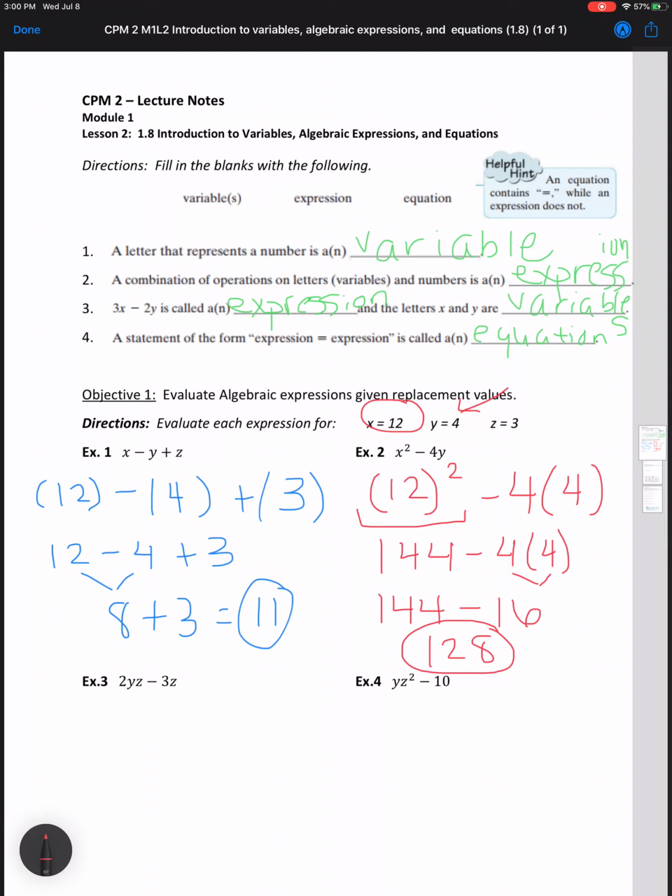Okay, so the next one, example 3, I'm going to go through, and every time I come to a letter, I'm going to put parentheses.